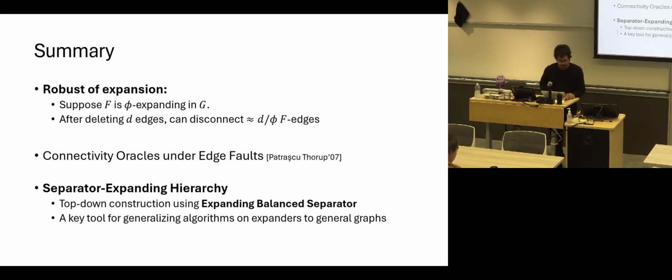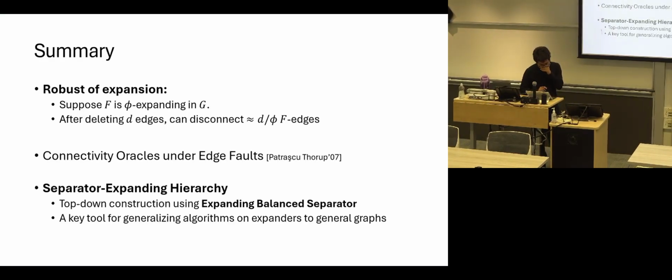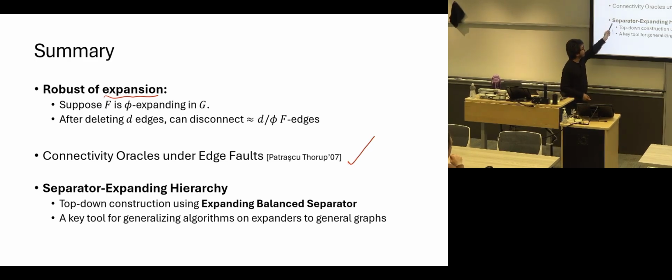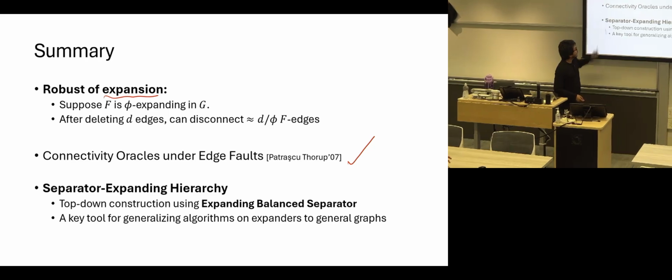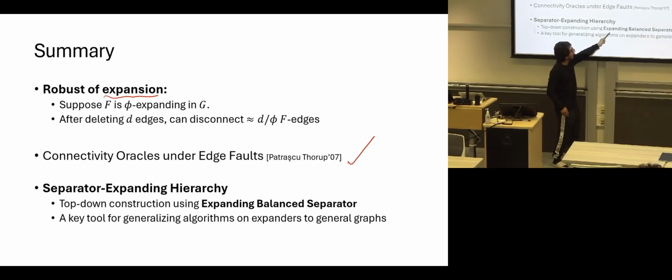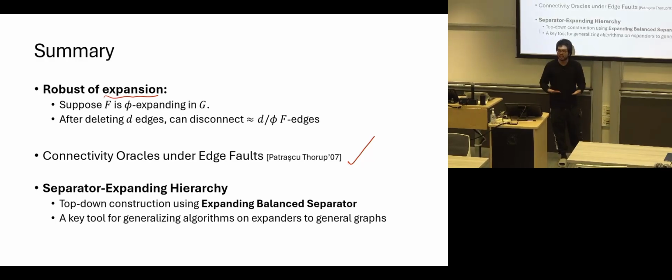So this is what we have so far. Okay. We learned that expansion kind of means that the graph is robust under deletion, and we learned how to solve this one. And what's important that I want to tell you is really this thing, the hierarchy. And we know how to construct it in a top-down way. Once you can compute an expanding balanced separator, just do it and recurse. You can construct this hierarchy in a top-down way, in an easy way. Okay. Good.